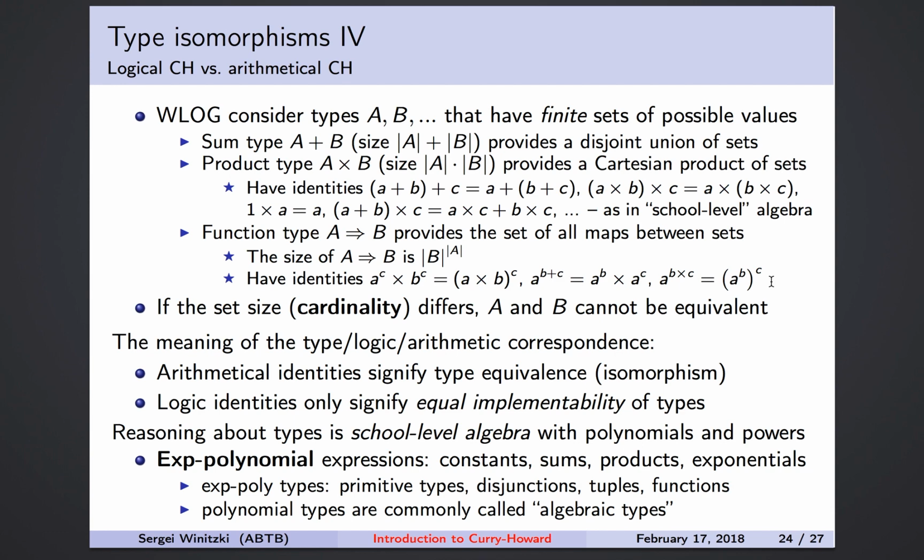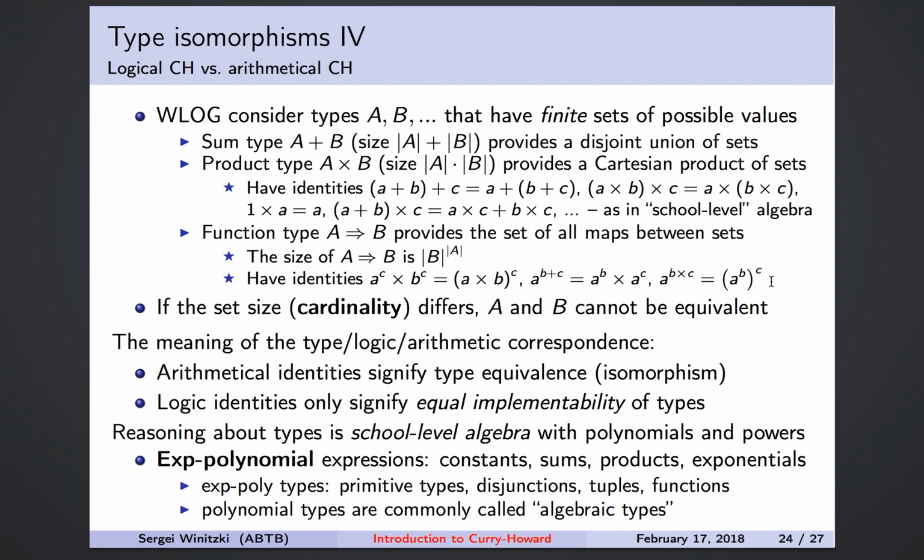So this gives us a meaning of the Curry-Howard correspondence. So far, we have seen three facets of the Curry-Howard correspondence. One is the correspondence between types and logical formulas. Two is the correspondence between code and proofs.